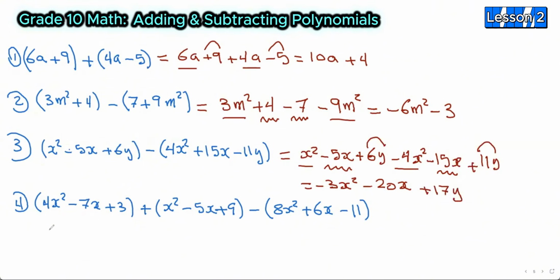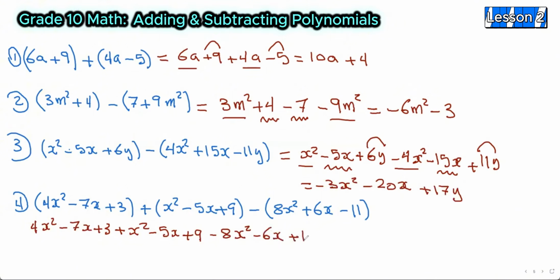Again, this brackets is meaningless. So I'm just going to write this as 4x squared minus 7x plus 3. Also, when it's a plus and the brackets after it, don't need to change anything. So just plus x squared minus 5x plus 9. Get rid of the brackets without changing anything. But here the negative is a sign changer. So that becomes negative 8x squared minus 6x plus 11. As you notice, we changed all the signs inside here.